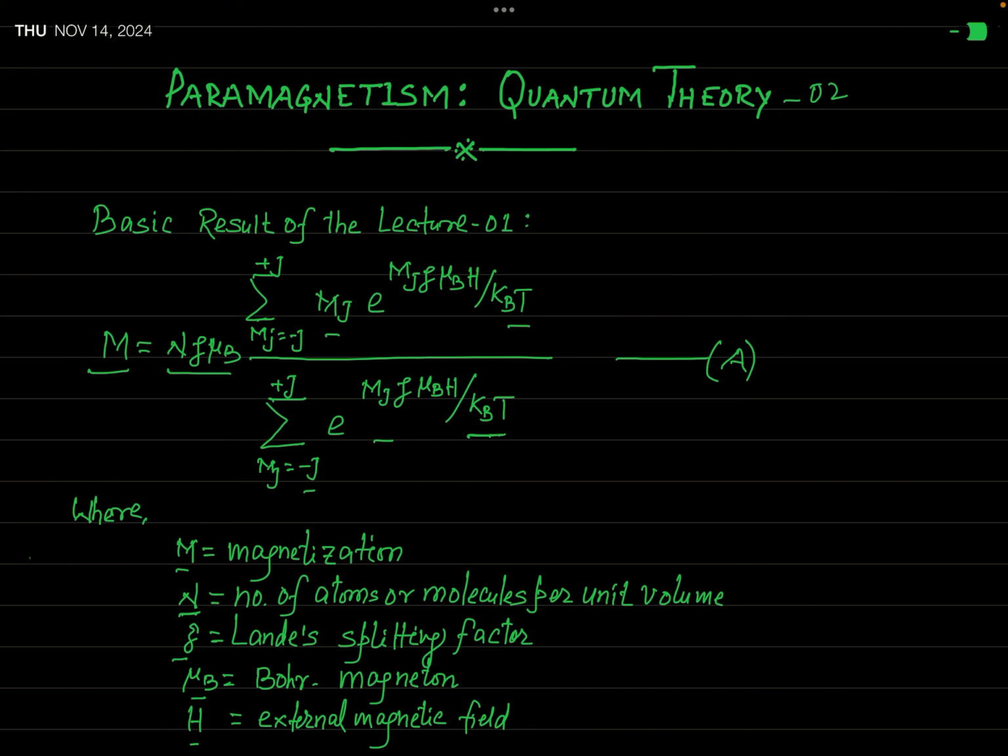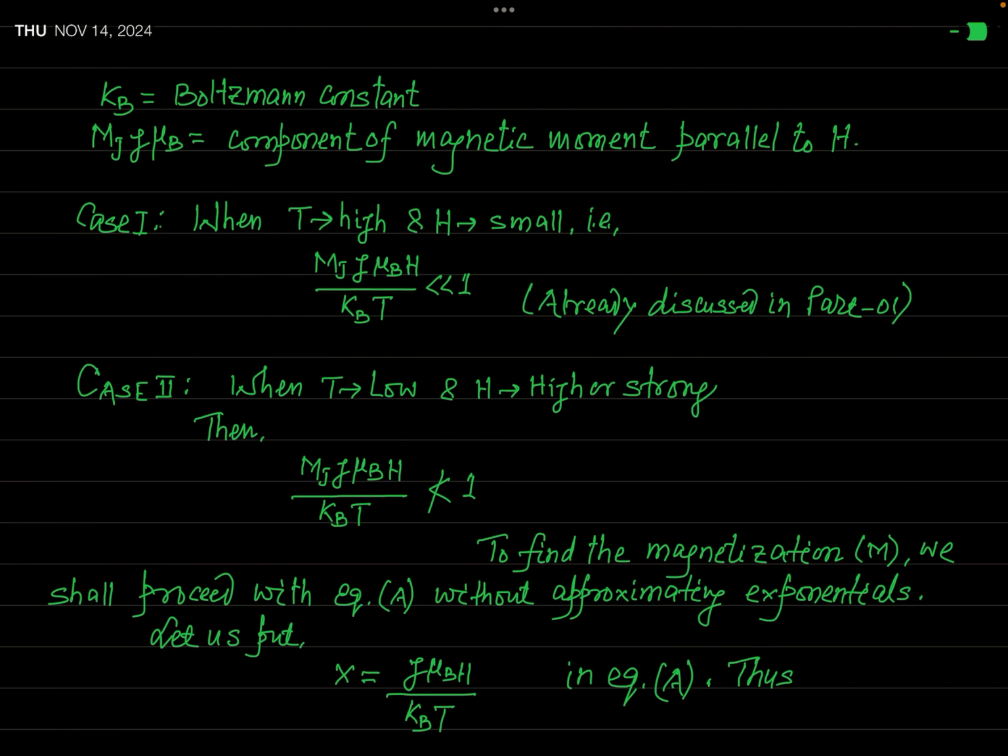As you learnt in the first part of the lecture, this M_J g mu_B is the component of the magnetic moment parallel to H. If H is directed in this direction, then the component of the magnetic moment in this direction is given by M_J times g times mu_B.